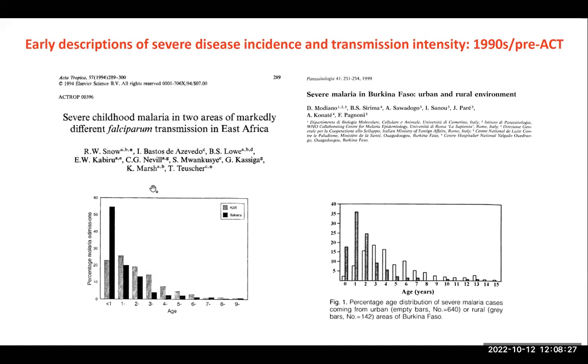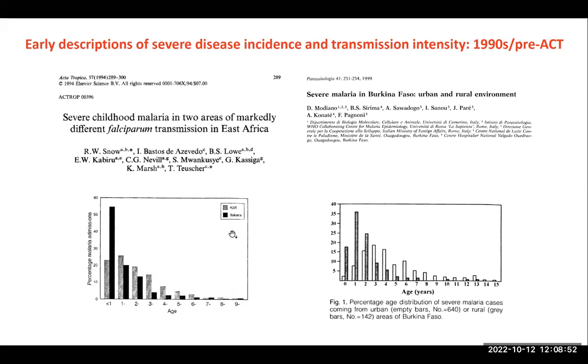So this first paper was data from East Africa, in Kenya and Tanzania. And this was data from two sites that had very marked differences in transmission intensity. And the second paper was from the rural and urban extent of Burkina Faso. And these two papers, the results are shown by these two graphs.